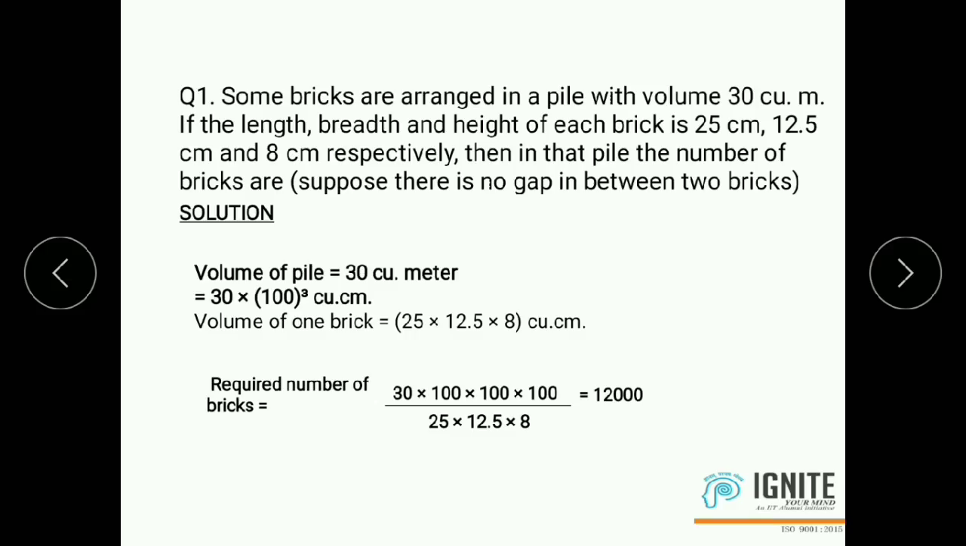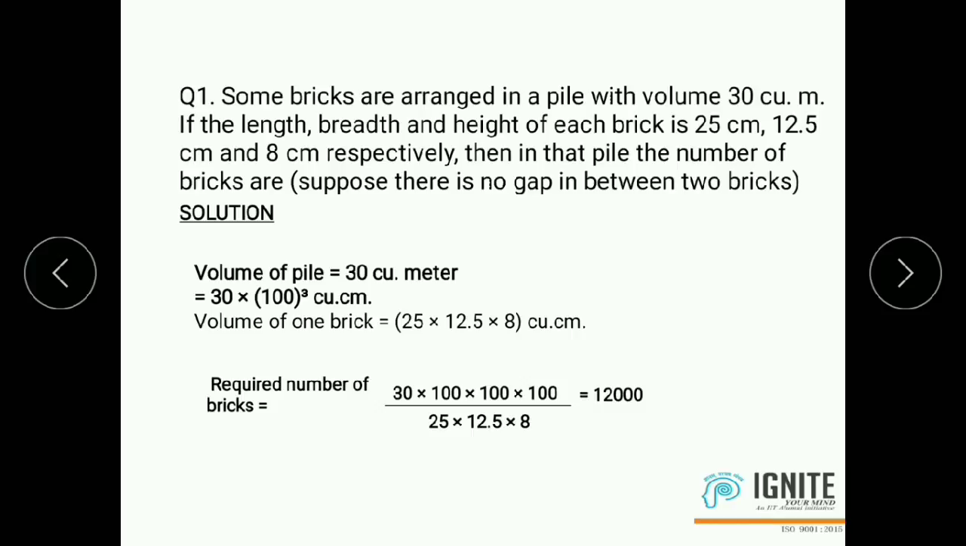Okay, let's start. First question: some bricks are arranged in a pile with volume 30 cubic meter. If the length, breadth and height of each brick is 25 cm, 12.5 cm and 8 cm respectively, then in that pile the number of bricks equals total volume divided by volume of one brick.